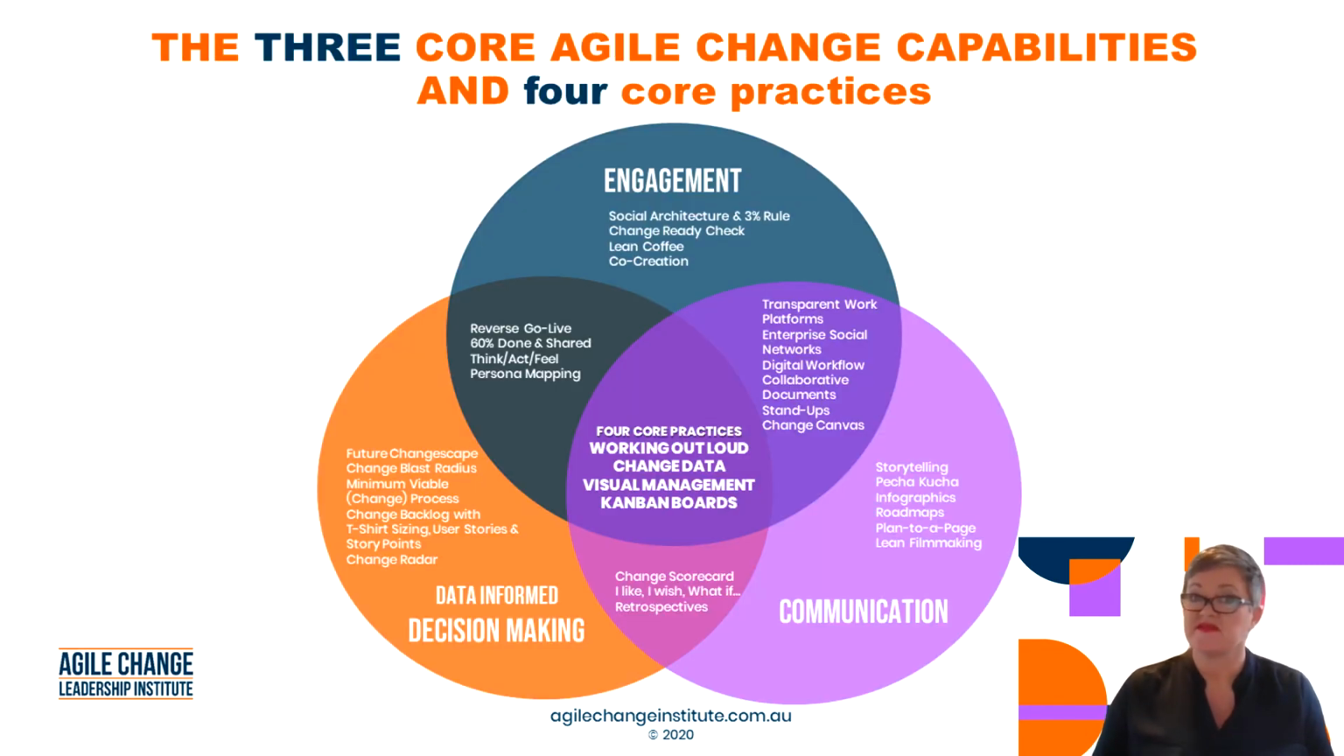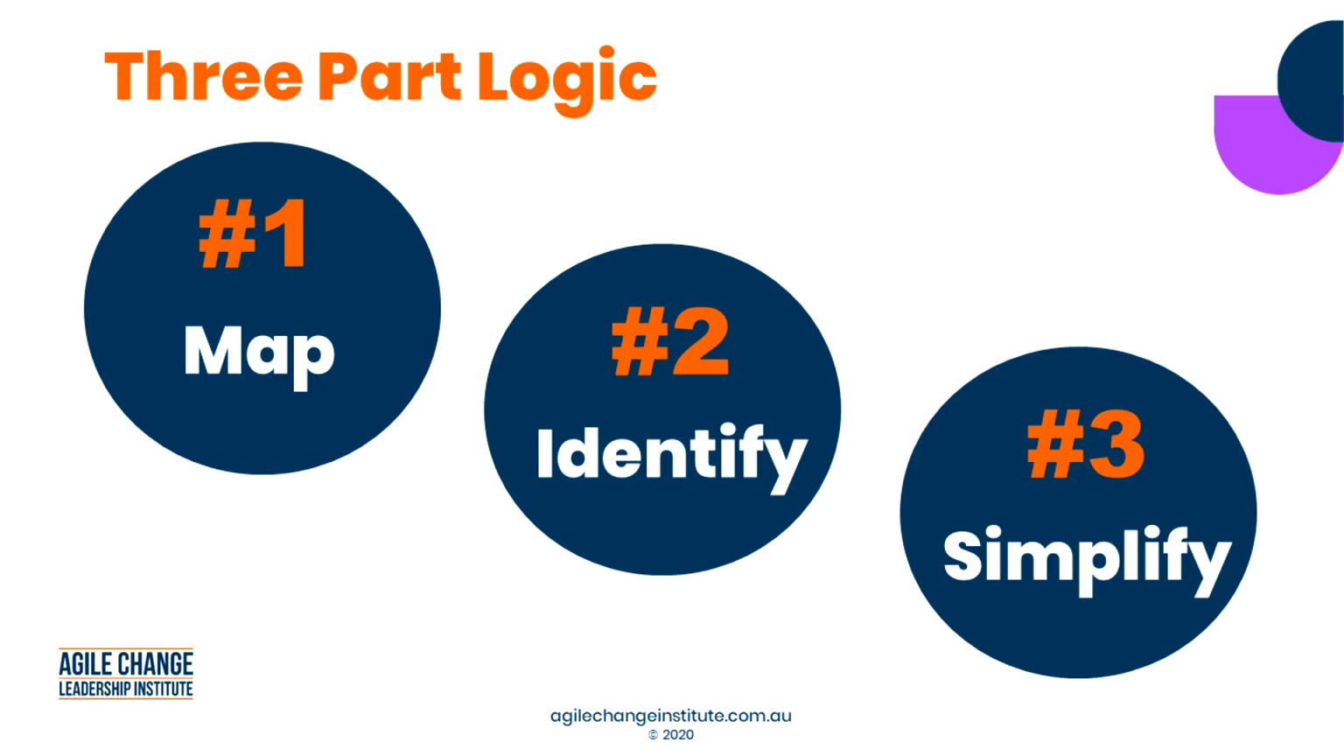Now, that doesn't mean, though, that we have to throw all of our favourite change models and frameworks out. It does mean that we need to adapt our change models and frameworks. To do this, we're asking you to consider a 3-part logic. And the use of the word logic is deliberate. We're not giving you another process, another framework, or another model. We want you to think about the logic of what you do and how you need to adapt it. So it's a 3-part logic.